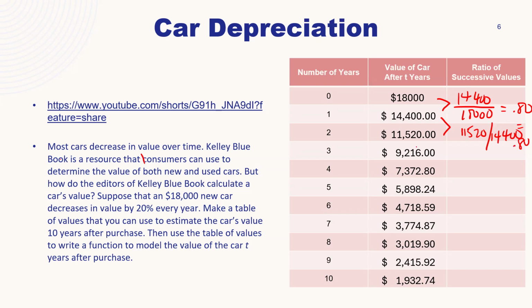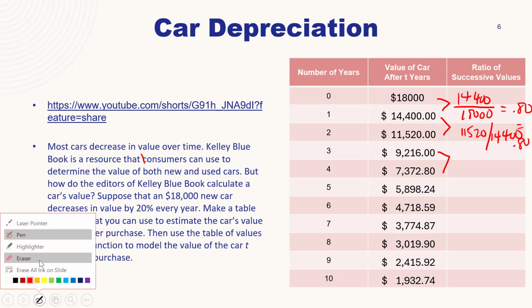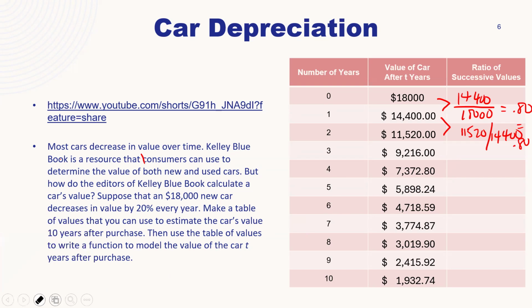Let's test one more out then, okay? Now we're doing 3 and 2. So that's 9,216 divided by 11,520. And what did we find out it is? Not a coincidence. The ratio is 0.80.